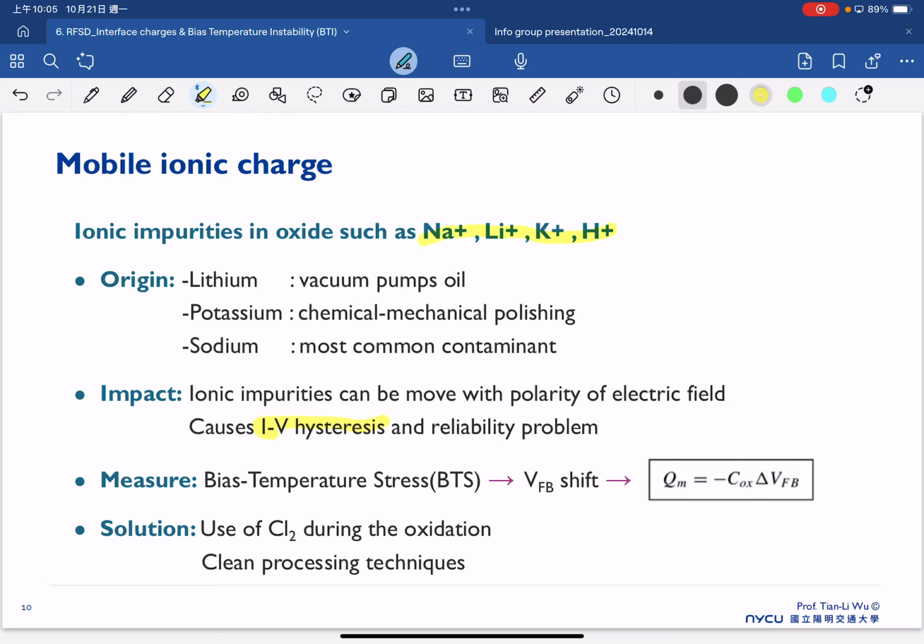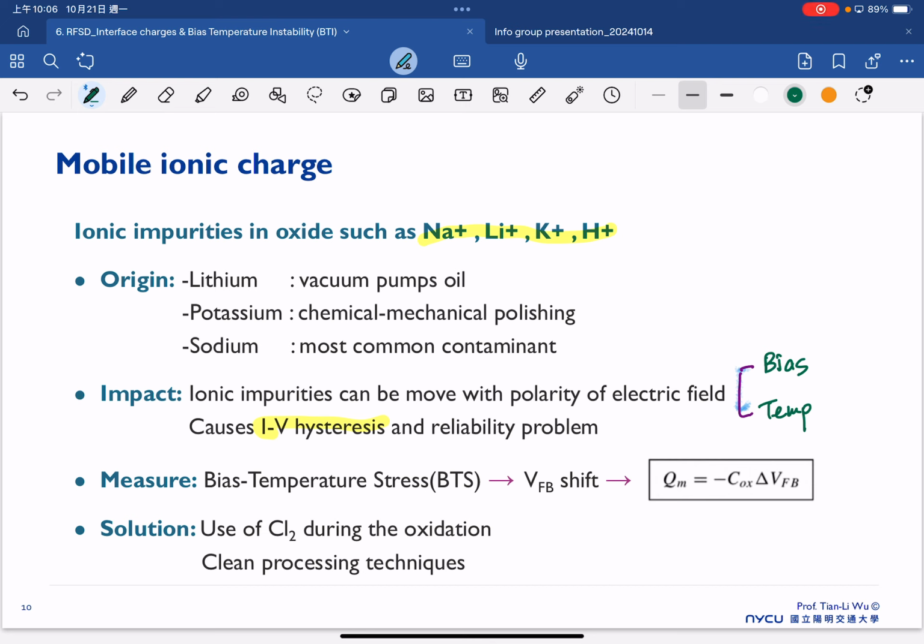So the ionic impurity can be moved with the polarity of the electric field. This actually means that it will be influenced by the bias. The polarity of the electric field means you give a positive or negative bias, and that will influence this impurity. This impurity will also be influenced by the temperature.